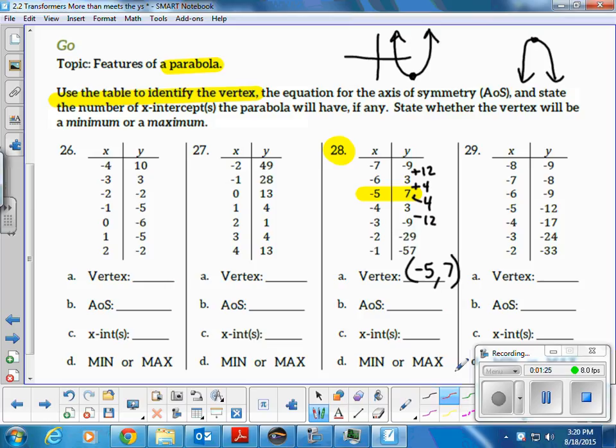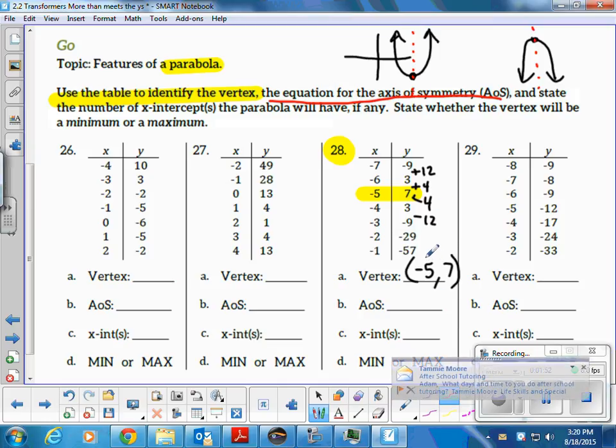Now the axis of symmetry, the equation of the axis of symmetry, it's that line that goes through the vertex, and it separates the parabola into two basically symmetric parts. Like if I folded this left side to the right side, it would be the same. In terms of what we're doing, the axis of symmetry is going to be the x value of your vertex. And so if my vertex is -5, 7, that means my axis of symmetry is x equals -5.